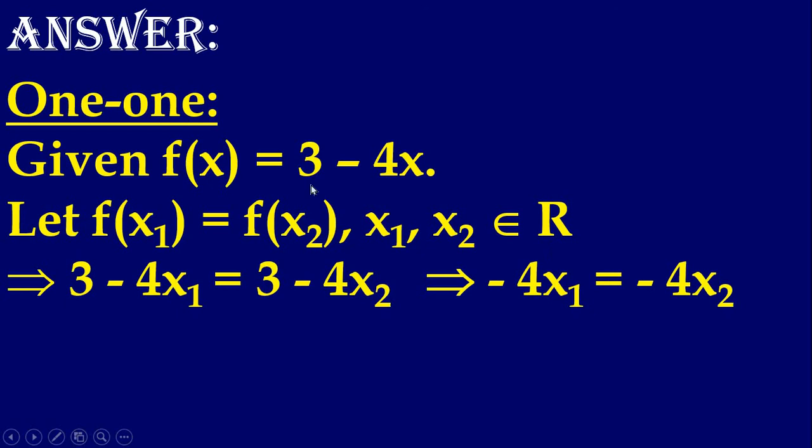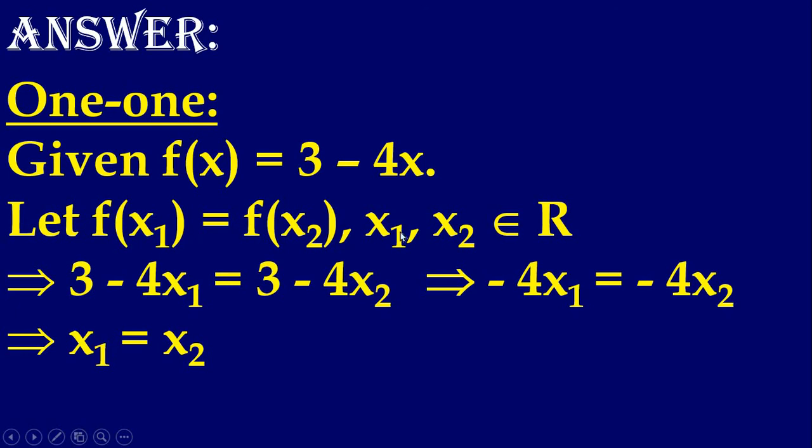Here it is given f of x equal to 3 minus 4x. So f of x1 equal to 3 minus 4x1 and f of x2 is 3 minus 4x2. We can cancel the 3 and we get minus 4x1 equal to minus 4x2. Again we cancel minus 4 and we get x1 equal to x2.